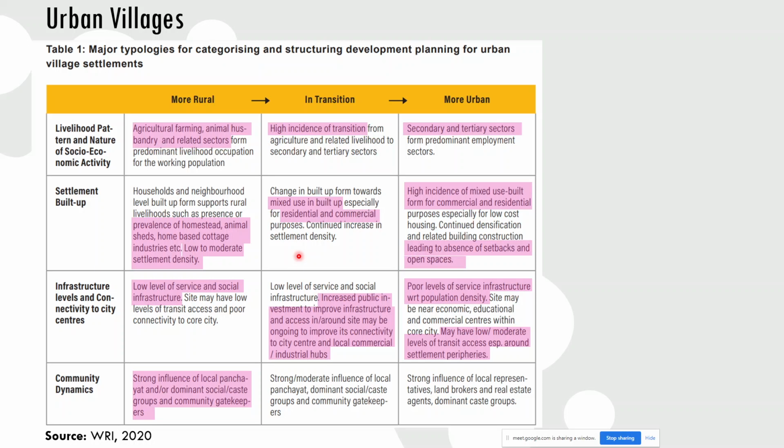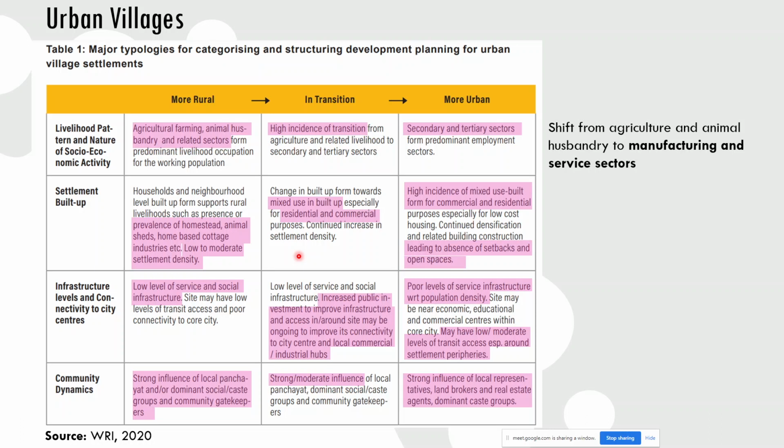And finally, the community dynamics, how the community behaves. Earlier, when it was a rural area, it was under the control of the local village panchayat or gram panchayat, and the local societies, social groups, caste groups and community people used to have strong influence. But as it transitions from rural to urban nature, the influence of the local panchayat or local groups reduces to a minimal level. As it becomes an urban village, the strong influence will be of the local representative. If it falls into one of the wards of that city, the ward representative, the land brokers, the real estate agents, the people who are basically the stakeholders of land, become relevant in the urban village. So there are different dynamics happening in these urban villages as there is a transition.